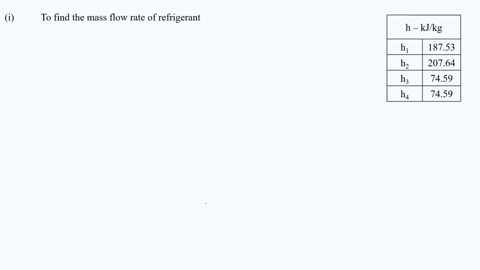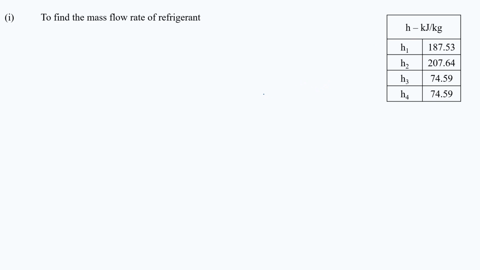per kilogram. So we have found the enthalpies and we have tabulated the values as H1 equal to 187.53, H2 equal to 207.64, H3 equal to 74.59, and also H4 equal to 74.59 in kilojoules per kg.